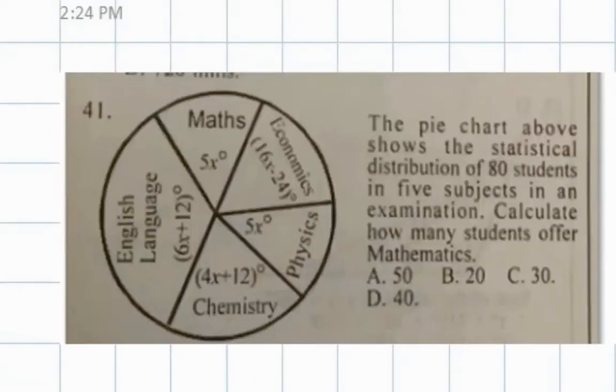Question 41 says the pie chart above shows the statistical distribution of 80 students in 5 subjects in an examination. Calculate how many students offer mathematics. Since it's a pie chart, you know that a circle has 360 degrees total, and these are all given in terms of degrees. So you can add all of these up and solve for x, and then solve for how much math is worth.